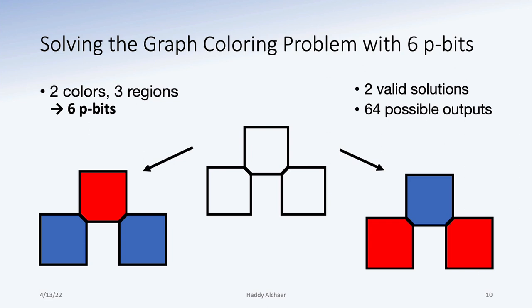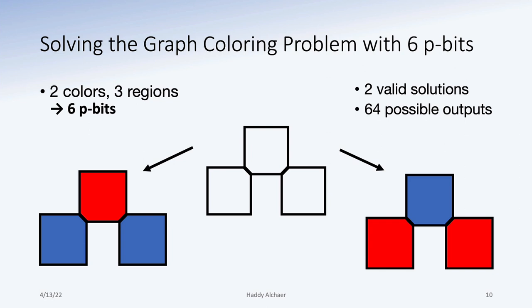And this is because we need a p-bit for each region, or at least the p-bit should represent the color that each region should have. So in other words, the number of p-bits that we need is the number of regions that we have times the number of colors, which in this case is 3 times 2 equals 6.